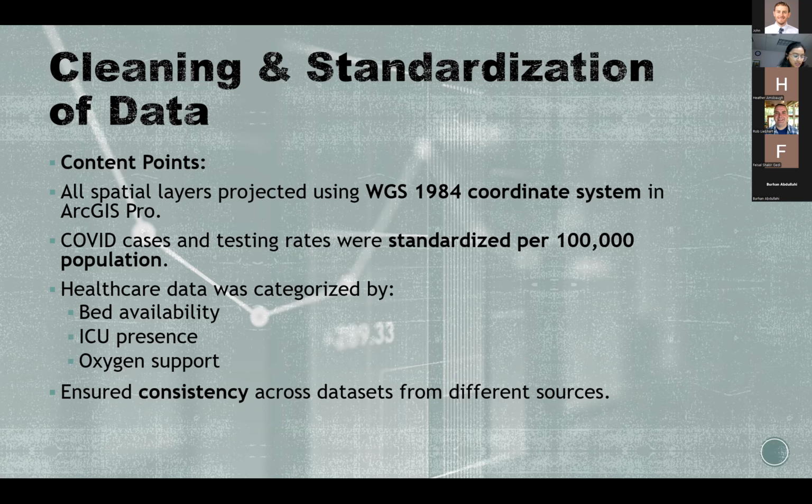Healthcare facilities were categorized based on service capacity, like ICU availability, oxygen support, and general bed count, which ensured consistency across the datasets from different sources. I also resolved issues like missing values, duplicate entries, and formatting inconsistencies. This step was crucial to ensure the accuracy and compatibility of the data across different sources.